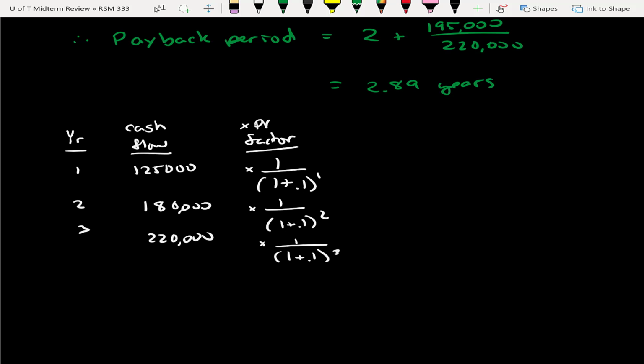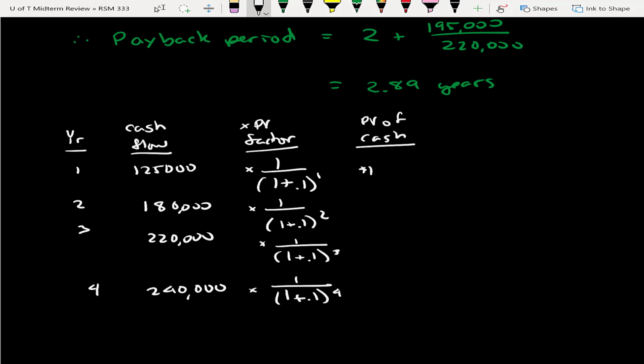And we move this one down a bit. So this was 240 times 1 over 1 plus 0.1 to the power of 4. And then you get the present value of the cash flow for each of those years. So in the first year, it's 113,676, which makes sense. It has to be less than 125,000 because it was discounted back.